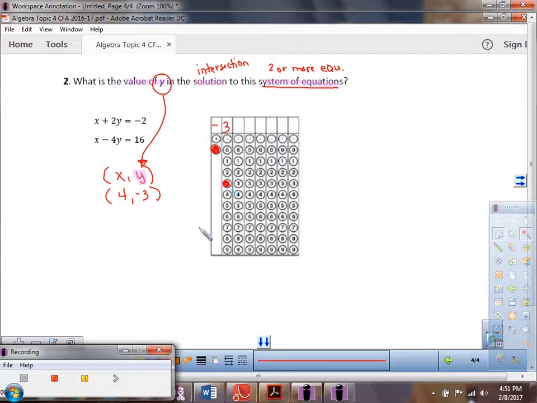Okay? Now, if they had said the value of x, then you would have put 4. If they had said the whole solution, then you would put the coordinate, both the x and the y. Okay? All right, so let's look at the next question.